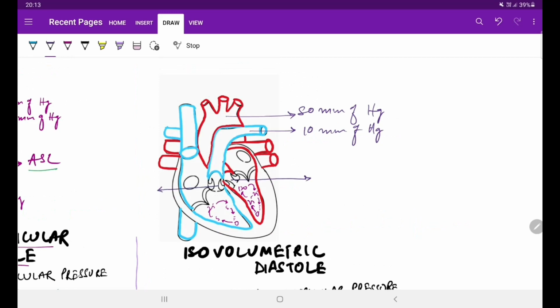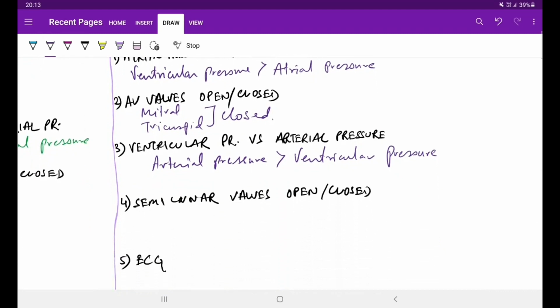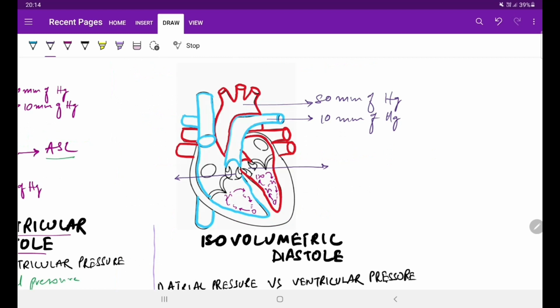the aorta, the semilunar valves will snap close as the pressure difference has built up, and this snap closing of the semilunar valves will produce the second heart sound, and that is dub. This is the second heart sound which is produced when the semilunar valves snap shut, and there is a huge difference in the pressures between the ventricles and the semilunar valves. That is why the sound will also be quite loud.